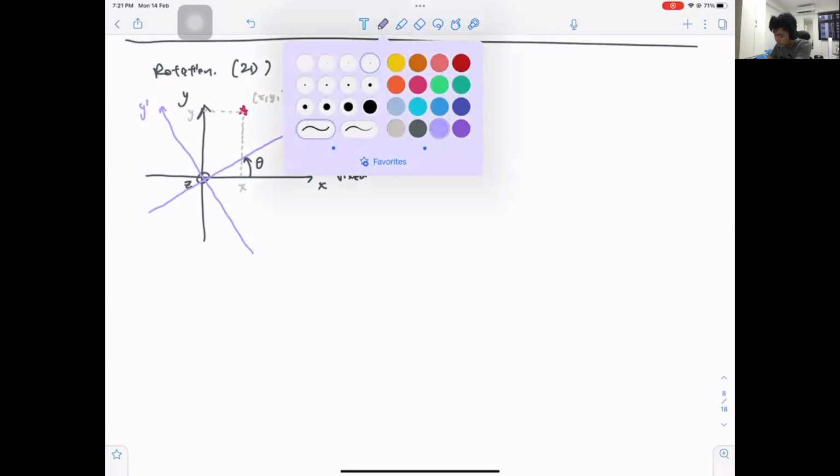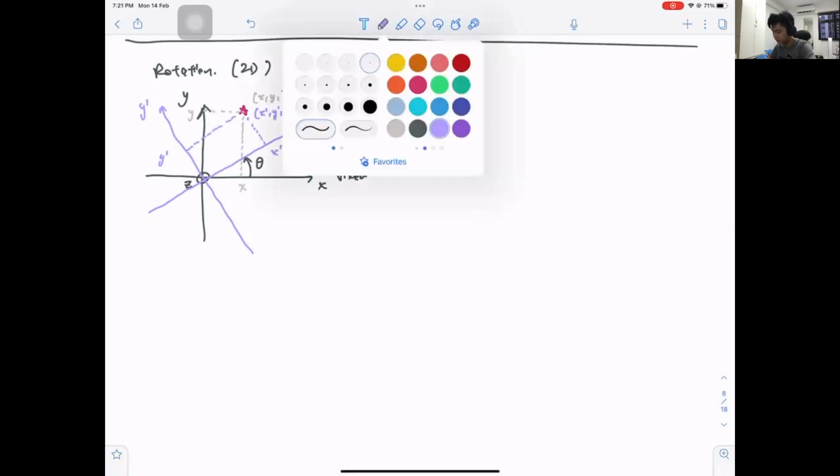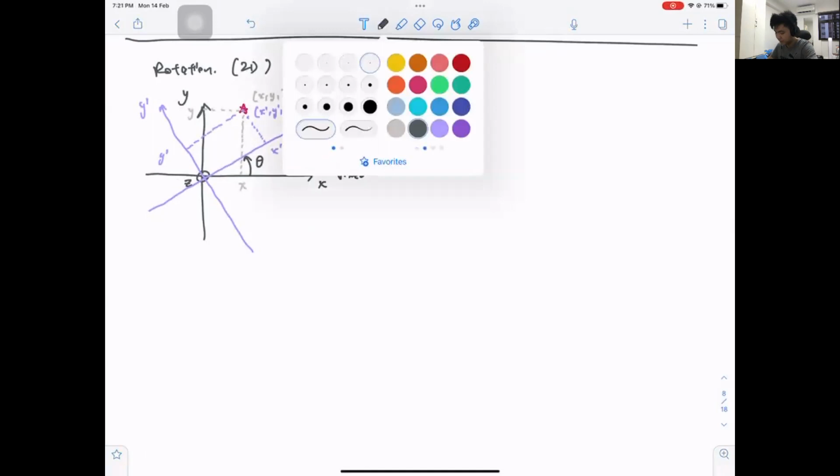And the rotated observer, the rotated reference frame, is going to say, hey, this happened at x prime, y prime, and z prime. To find that, it's going to project it down onto the x prime axis, and onto the y prime axis and the z prime axis as well, but we don't draw that over here. So you can see x prime, y prime, and z prime is a different set of three numbers from x, y, and z, because clearly the lengths are different.